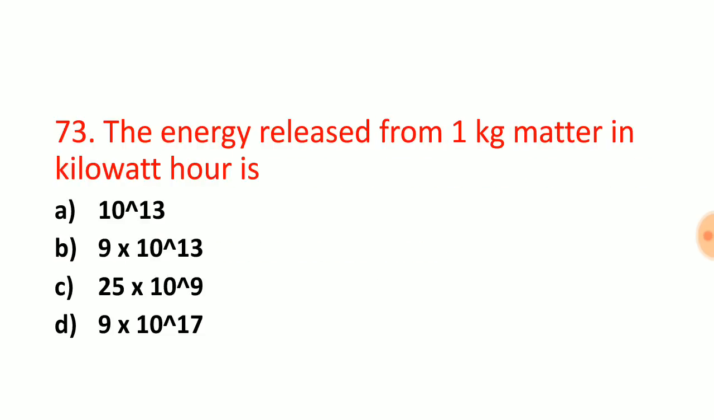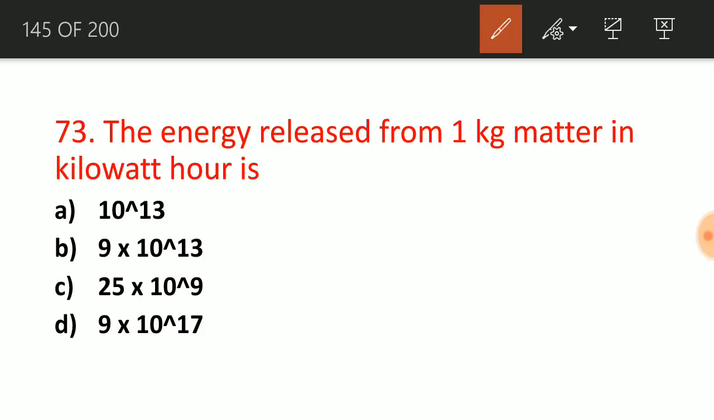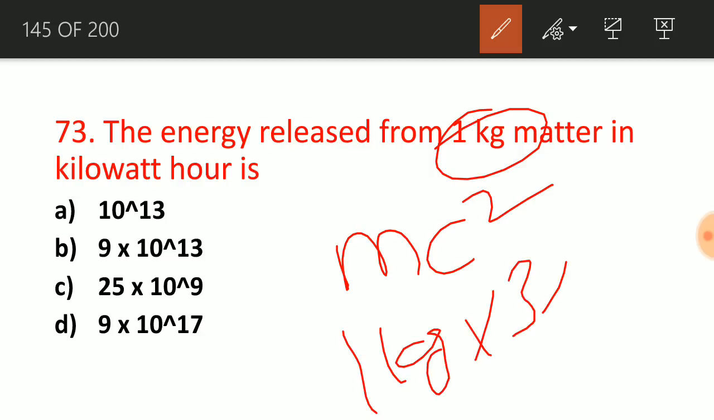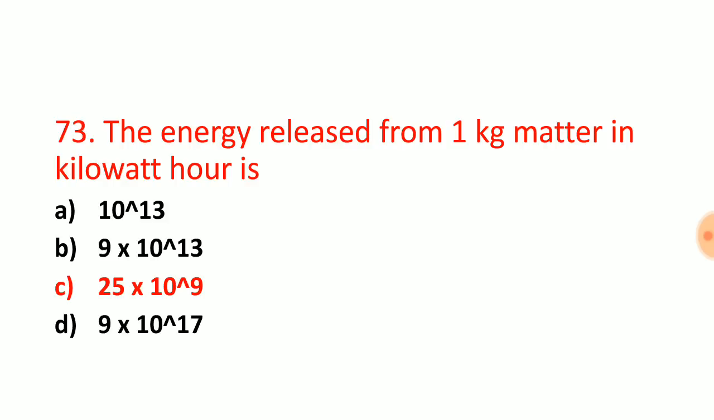Question number 73. The energy released by 1 kg of matter in kilowatt hour is. According to E is equal to mc square, mass is 1 kg and c is 3 into 10 to the power 8. This is the energy. Now you need to convert this energy into kilowatt hour. In a previous video we already discussed what a kilowatt hour is. To calculate this, the answer for this question is 25 into 10 to the power 9. 25 into 10 to the power 9 is the correct answer for question number 73.